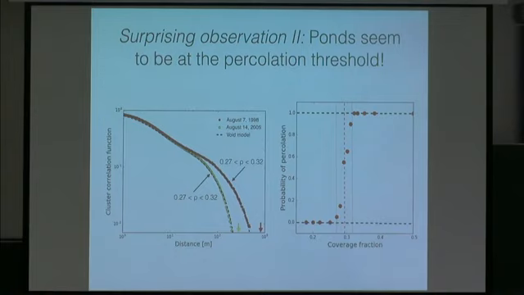So this is the second very surprising observation, is that the ponds somehow seem to be right at the percolation threshold. So we were pretty surprised by this. And again, our model cannot account for this, but so it needs physics. And it's something to be looked at. Maybe it's again a coincidence or some artifact of averaging over many images.